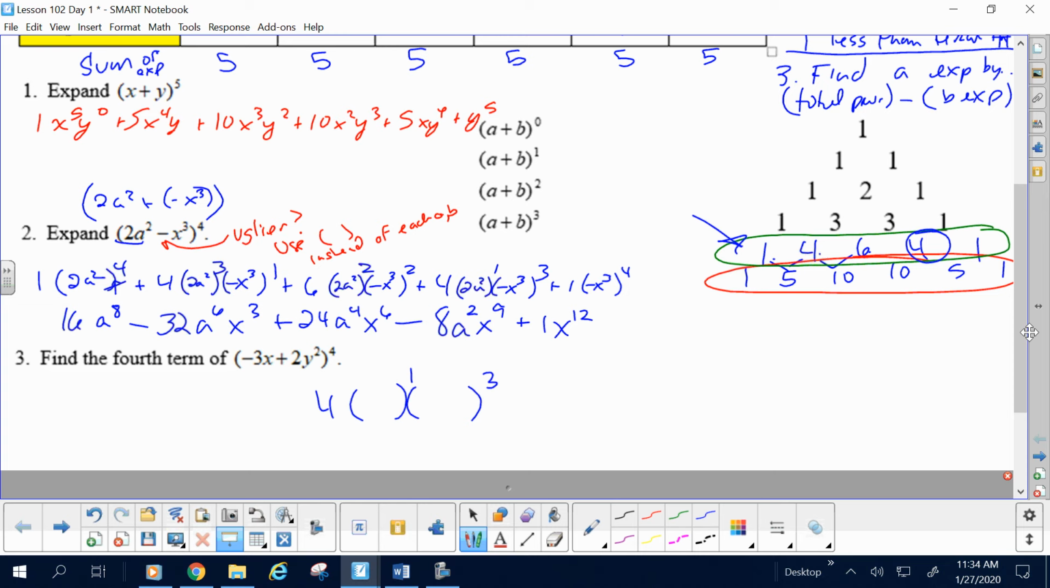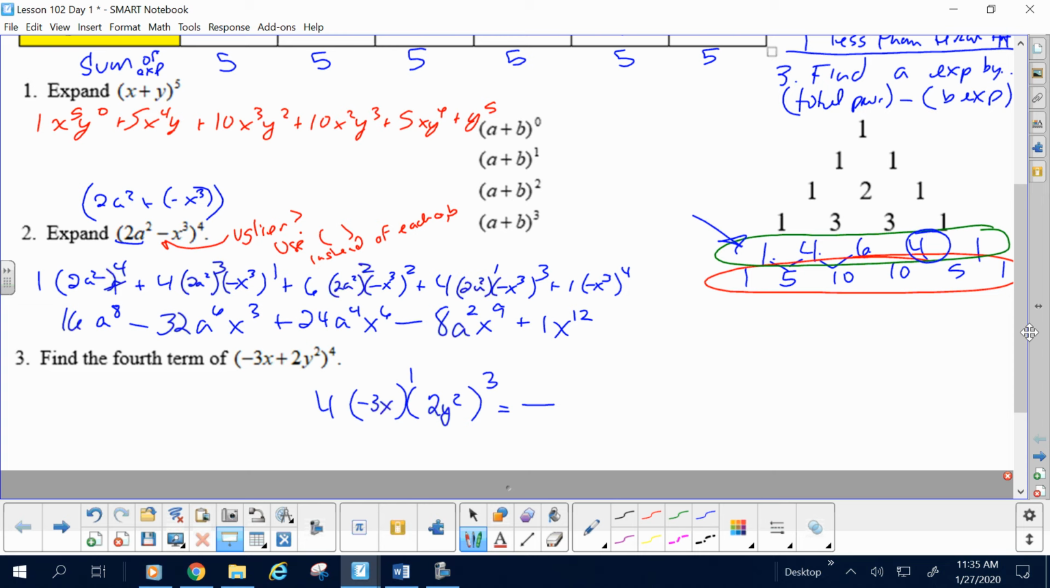In place of a, parentheses, we put negative 3x, and b's parentheses 2y squared. Overall, what's the sign? Positive or negative? Negative. What's 4 times negative 3 times 2 to the third? What's 2 times 3? 2 times 3 is 6, and times 4 is 24. And 24 times 3 is?